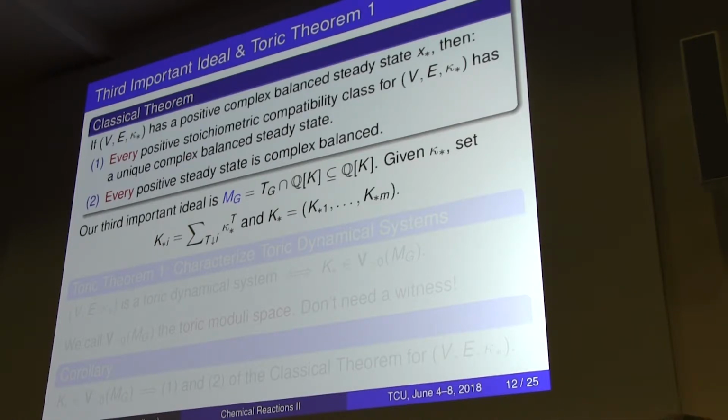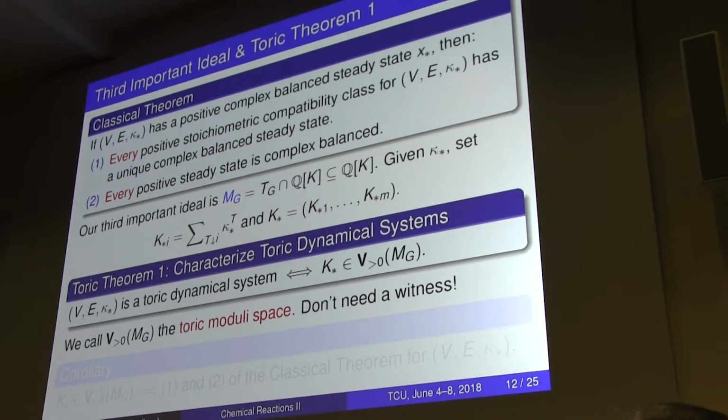And so what's the third ideal? Well, remember the second ideal involved the x's and the k's, so let's get rid of the x's and just focus on the k's. And so again, that's elimination theory. And here's the notation I'm going to use: the kappas I think of as the variables. This is a specific choice of positive numbers. And so here, I have the K_i polynomials, and the star just means evaluating that polynomial at my specific choice of the rate constants.